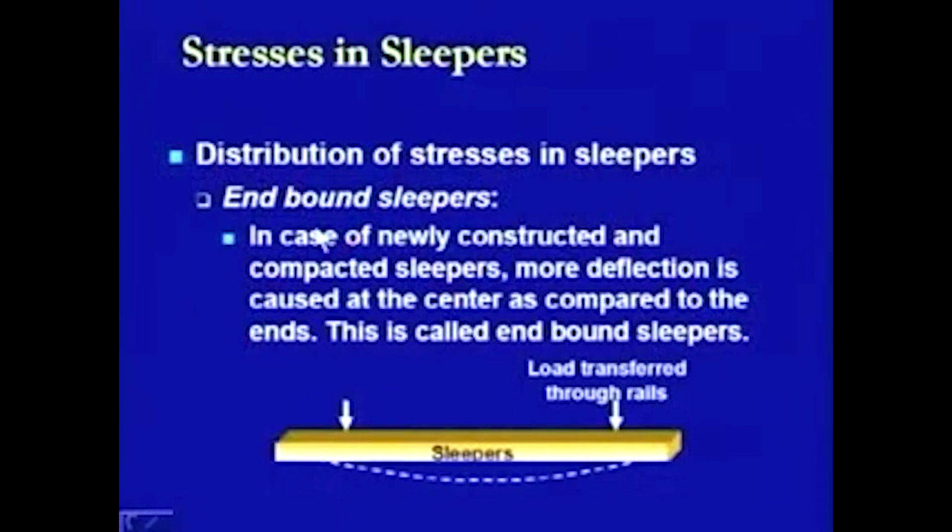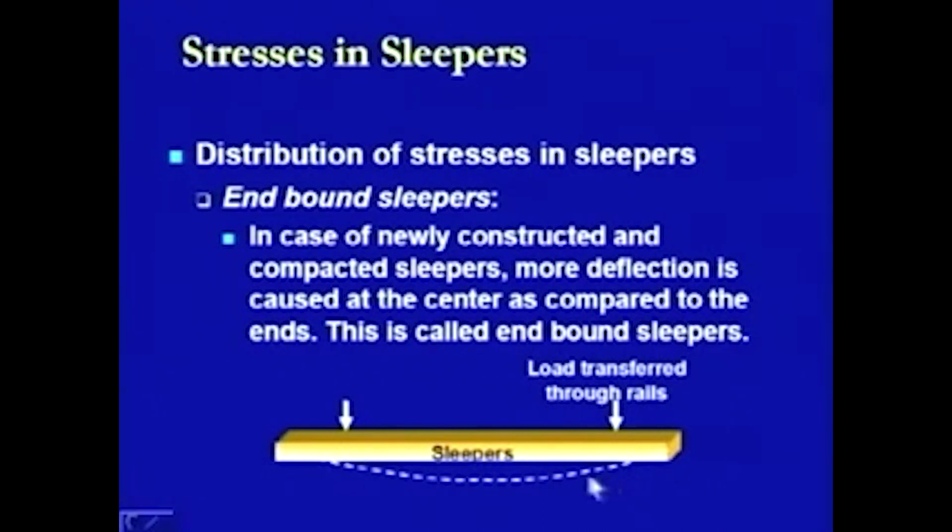Now, here in this case we are looking at the distribution of stresses. There are two types of distribution of stresses which can be there. In this case, it is termed as end bound sleepers. What is happening in these end bound sleepers is, this is a case of newly constructed and compacted sleepers. Here the deflection will be caused more at the center as compared to the ends.